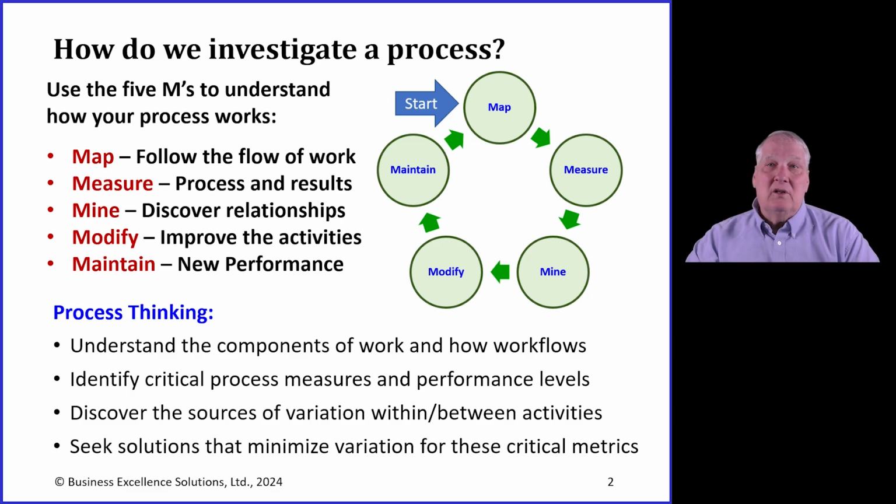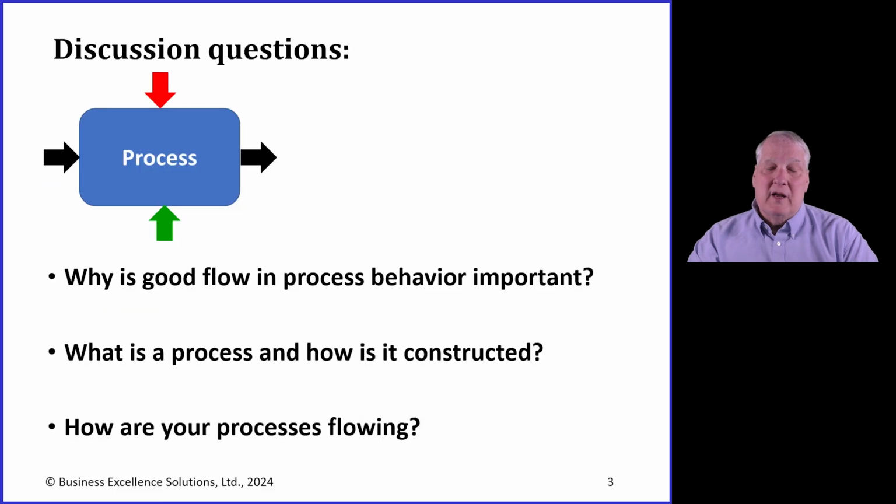It's not enough to understand individually the activities, but we have to understand what happens between them. In a diagram, this is like looking at the arrow between two boxes. So we have a box, something's happening in there. We have another box, something's happening there. But what is happening on the arrow? It's some sort of transportation system or movement indicator. And finally, we have to seek solutions that minimize variation for the critical metrics that we have.